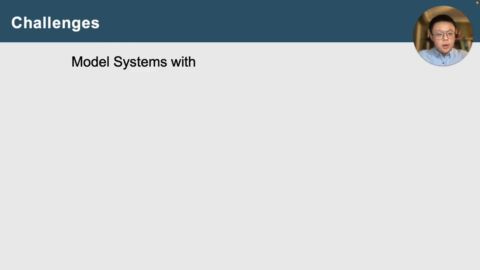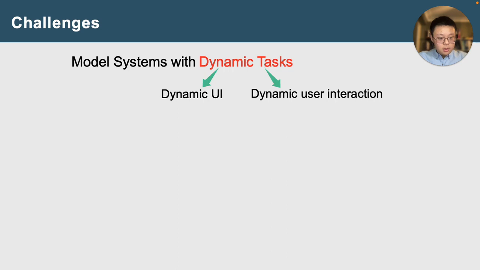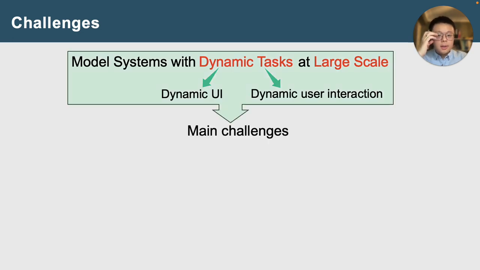Challenges are raised when it comes to modeling systems with dynamic tasks. One task is to model dynamic UI, and another is to model dynamic user interaction. In addition, another challenge is to conduct large-scale modeling tasks, which normally require lots of manual work and are time-consuming. We summarize the following as the major challenges, as well as the motivation to scale and extend CogTool's capabilities.